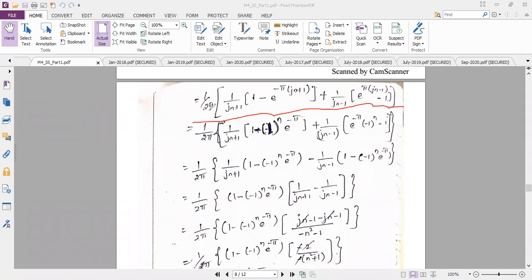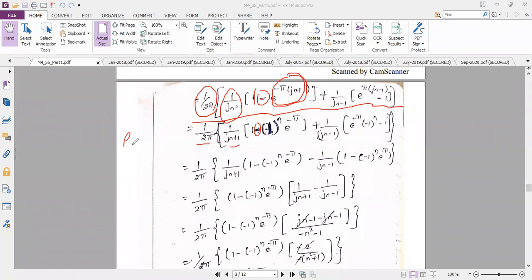See now I am just showing you the step. 1 by 2 pi is written as it is. 1 by jn plus 1 is written as it is. 1 minus of this term I have to simplify. So how to simplify? I'm just showing it at the left hand side. So this minus, I will use it as it is, minus. I'll be taking only this term.